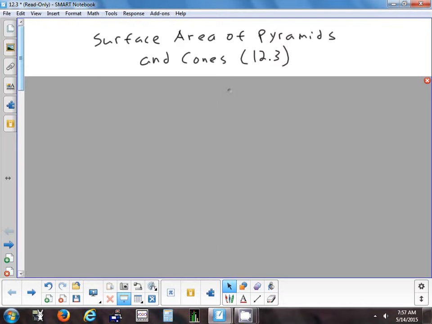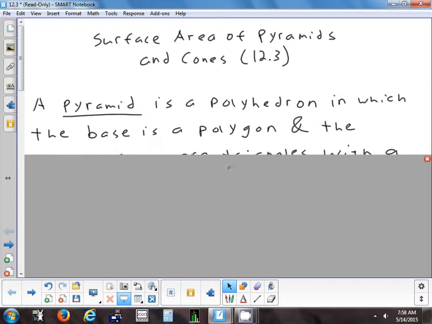All right, so last time we looked at surface areas of cylinders and cones. Okay? And if you remember your general formula, take the area of the base, double it, and then add the perimeter times the height. Okay? Well, we're going to come up with another general formula for these as well. So we'll start by looking at surface area of pyramids.